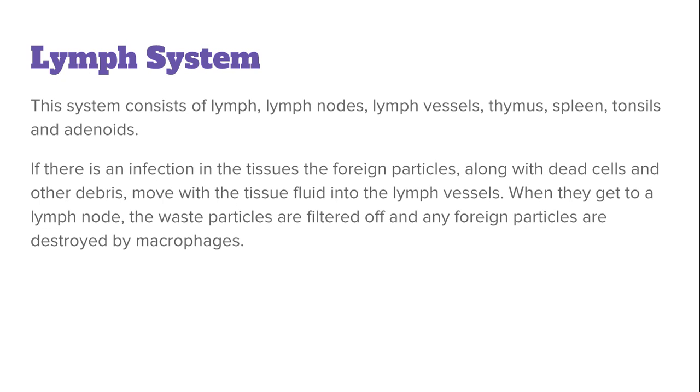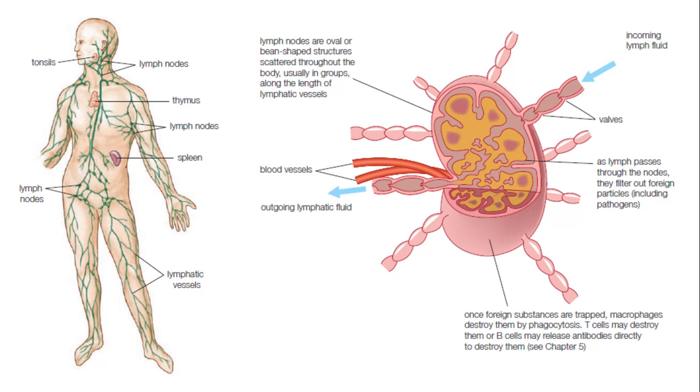Thirdly, we have the lymph system, and this consists of lymph nodes, lymph vessels, the thymus, the spleen, tonsils, and adenoids. Any foreign particles or dead cells, any debris, can move with tissue fluid into the lymph vessels, and when they get there, these are filtered off and ensure that these foreign particles are destroyed by macrophages. And here we have a picture of where these sites are, so where this filtering takes place.